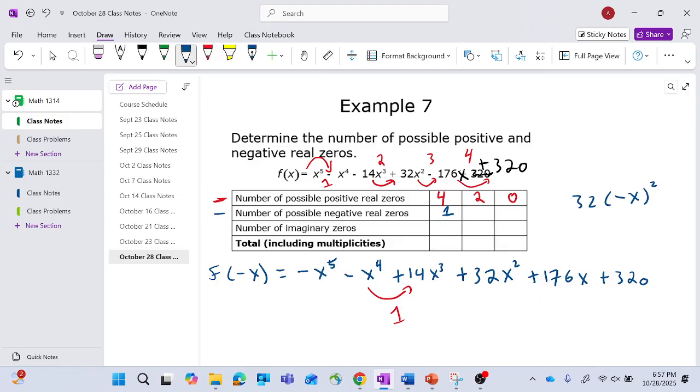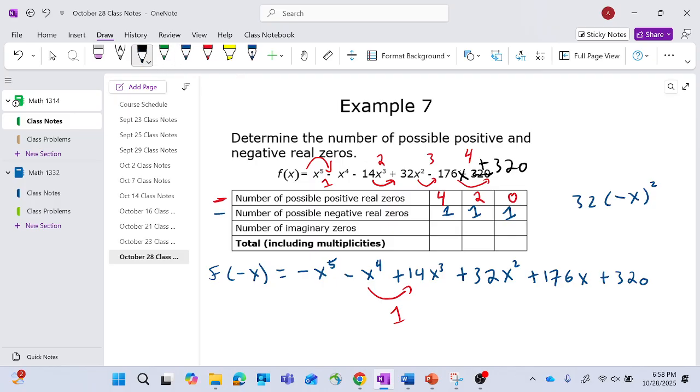So that means you can never change from 1. You're guaranteed to have a negative real zero. So these are always going to stay 1. Because if you try to subtract 2 from 1, you get a negative number, and you can't have a negative amount of real zeros. It doesn't make sense, so that's why it just stays 1. Make sense? All right. So that's how you get to 2 real zeros.